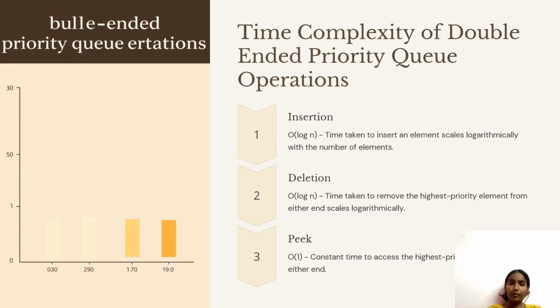Time complexity of a double-ended priority queue. Insertion: the time taken to insert an element scales logarithmically with the number of elements. Deletion: the time taken to remove the highest priority element from either end scales logarithmically. Peek: constant time to access the highest priority element at either end.